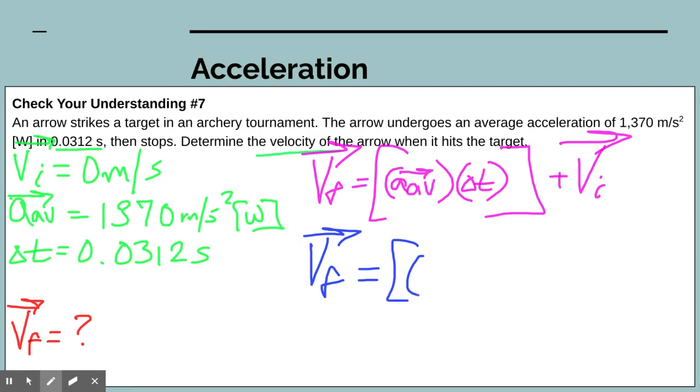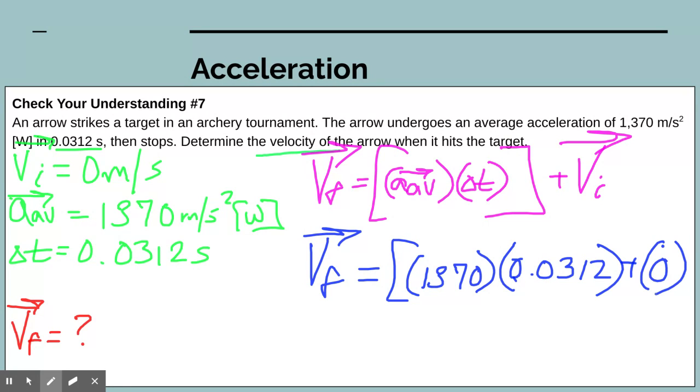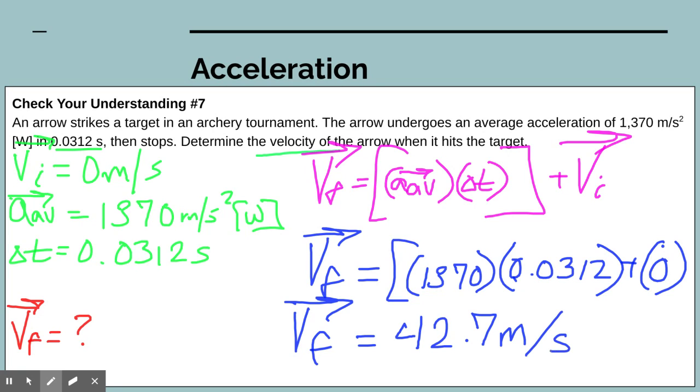So our average acceleration, 1,370, times our time interval, which is 0.0312, plus our 0, because remember, we're starting at rest. We plop that into our calculator, and what we should get is that the arrow, right before it hits the target, was going 42.7 meters per second in the western direction. That's its final velocity.